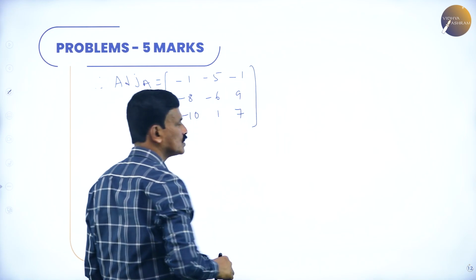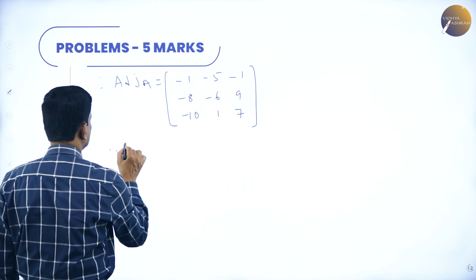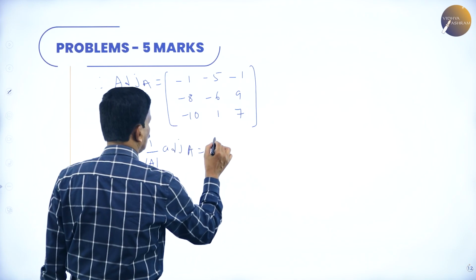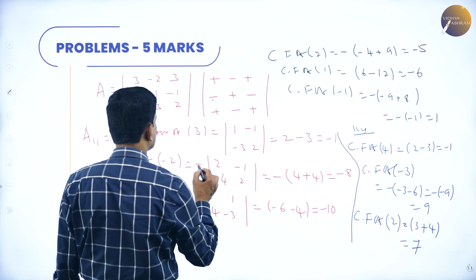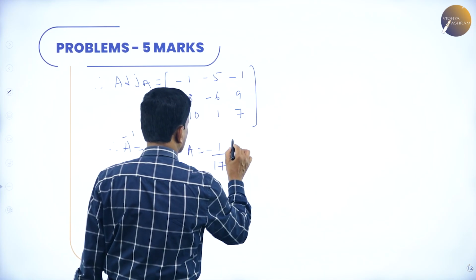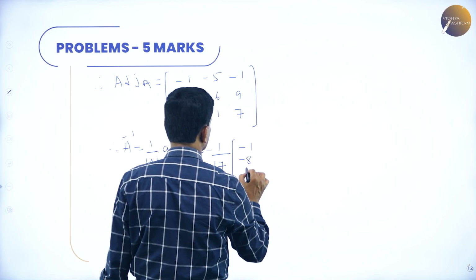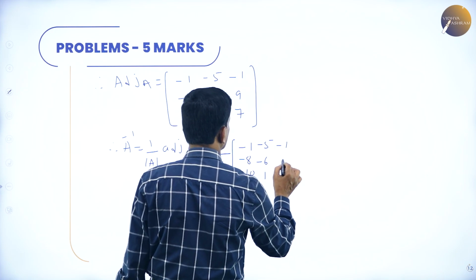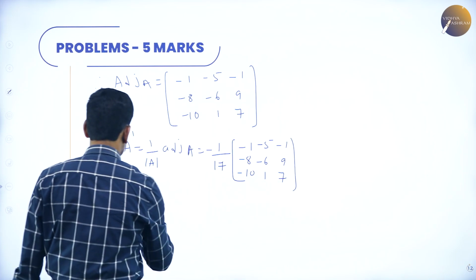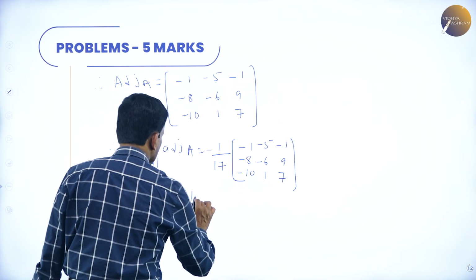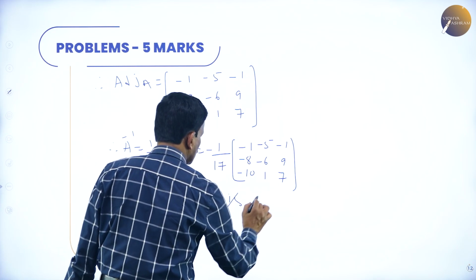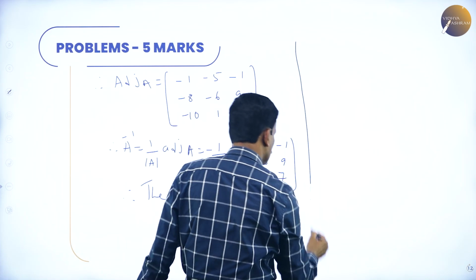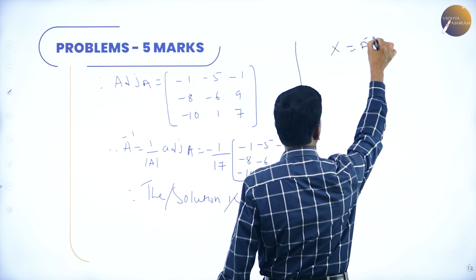This is the adjoint. Now, therefore, A inverse is equal to 1 over determinant of A into adjoint of A. What is the determinant of A? Determinant of A is minus 17. So minus 1 over 17 into the matrix minus 1, minus 8, minus 10, minus 5, minus 6, 1, minus 1, 9 and 7. This is the inverse. So, therefore, the solution is X is equal to A inverse into B.